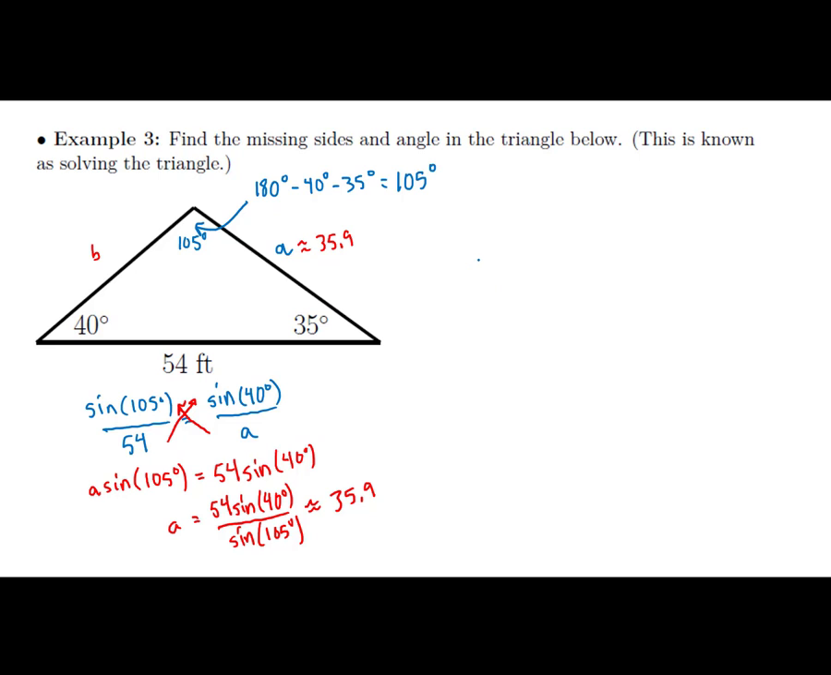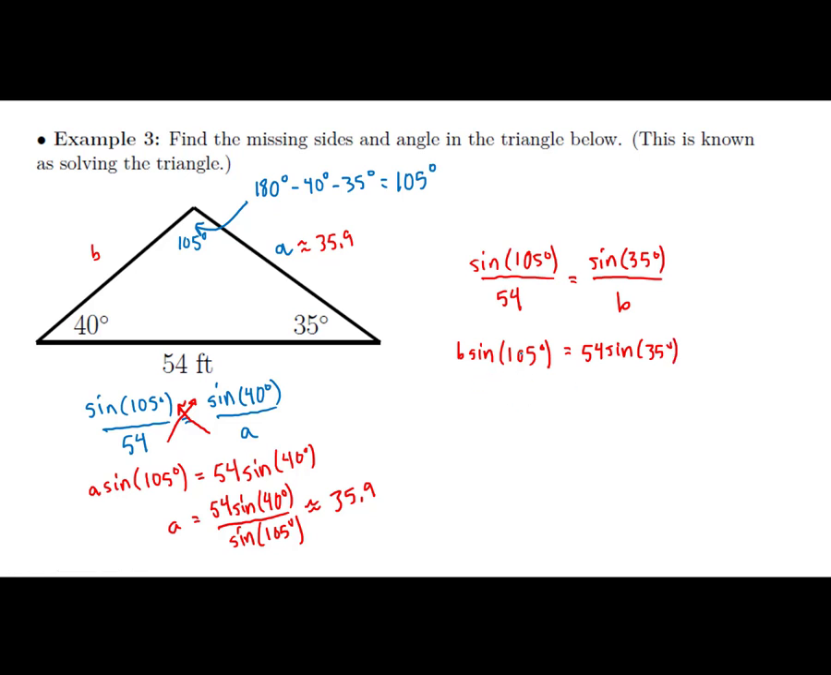law of sines. And so again, I'll just use the sine of 105 degrees divided by 54. And that's going to be equal to the sine of 35 degrees divided by B. So B times the sine of 105 degrees is equal to 54 times the sine of 35 degrees.